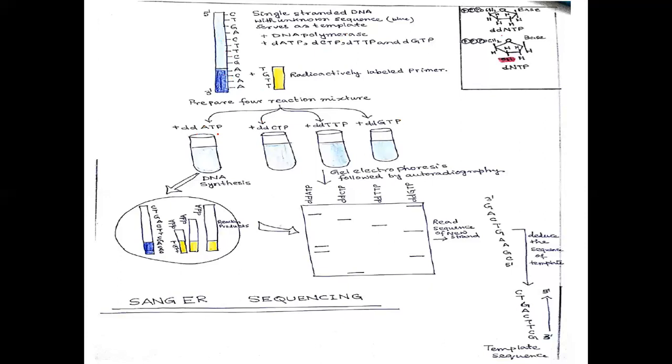So you make your set into 4 different chambers. In one, you will take dideoxy ATP. In the next, dideoxy CTP, then TTP and GTP. And then you add everything, the template DNA, polymerase, primer, dNTP into it, and they will eventually cause the polymerization.